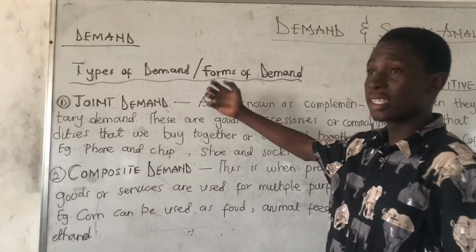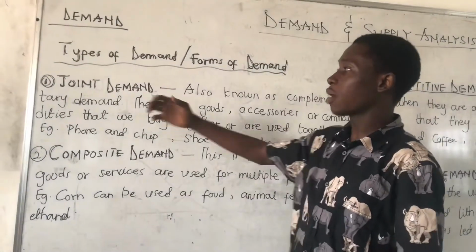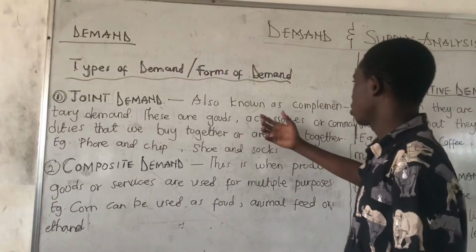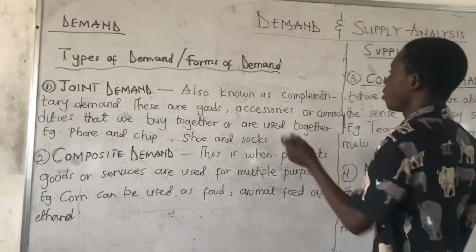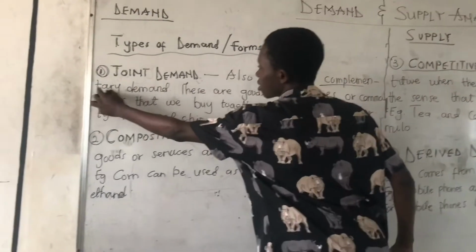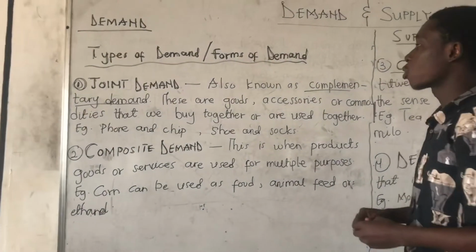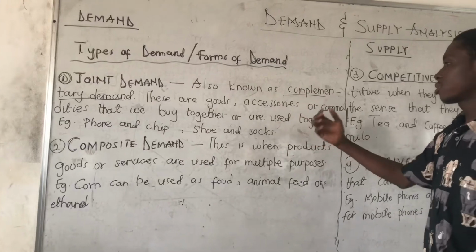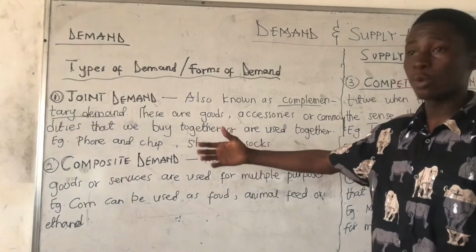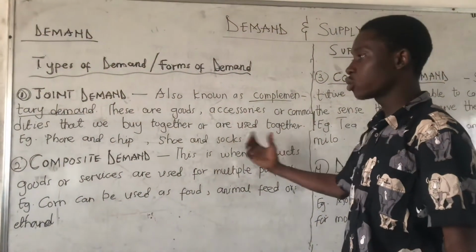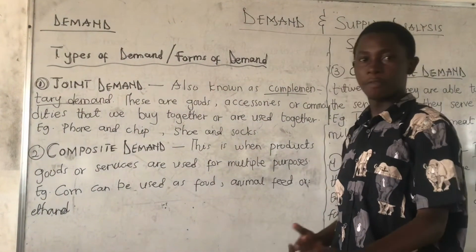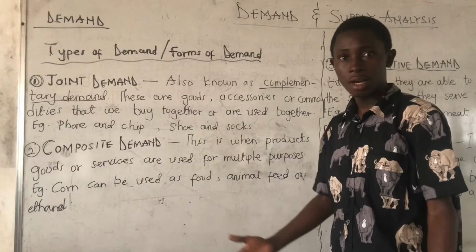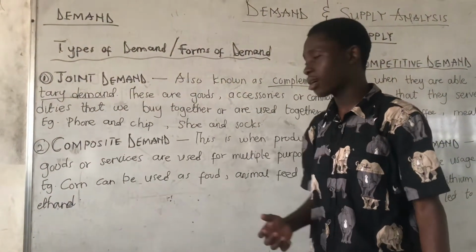Are you okay? The same as forms of demand. One, we have joint demand. Joint demand is also known as complementary demand. There it is. Are you okay? These are goods, accessories, or commodities that we buy together or are used together. Example, phone and chip. Are you good? When you buy a phone, you definitely need a chip. Therefore, it's a joint demand. Are you okay?